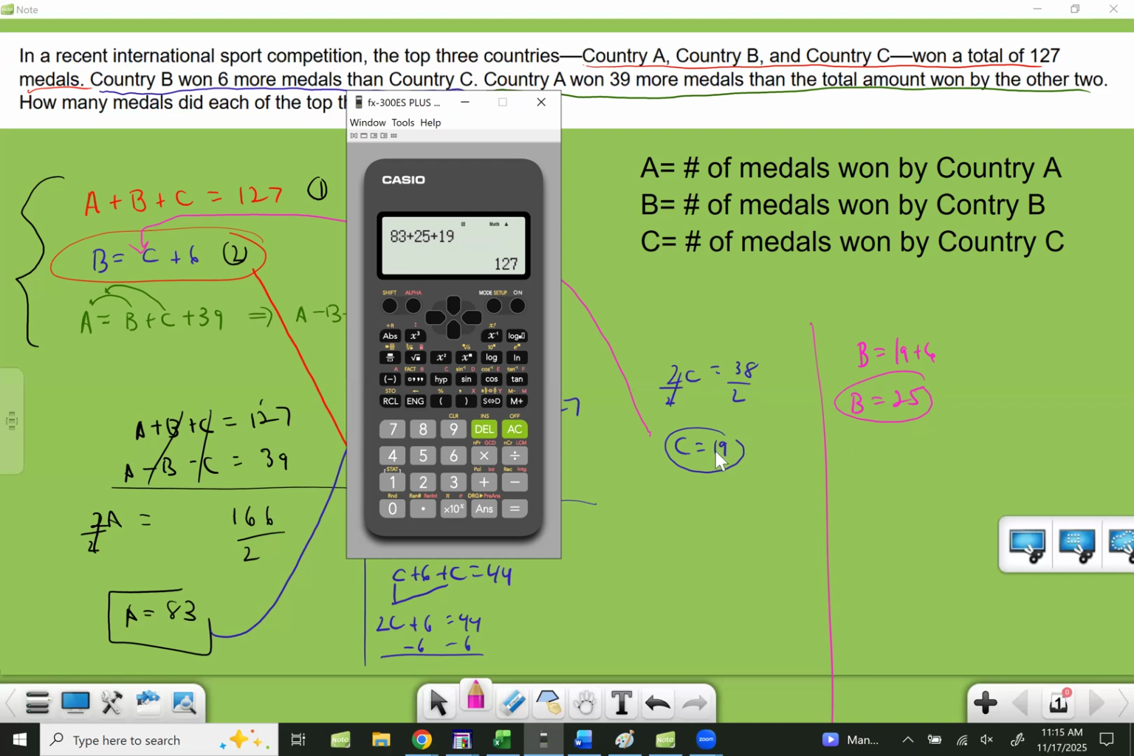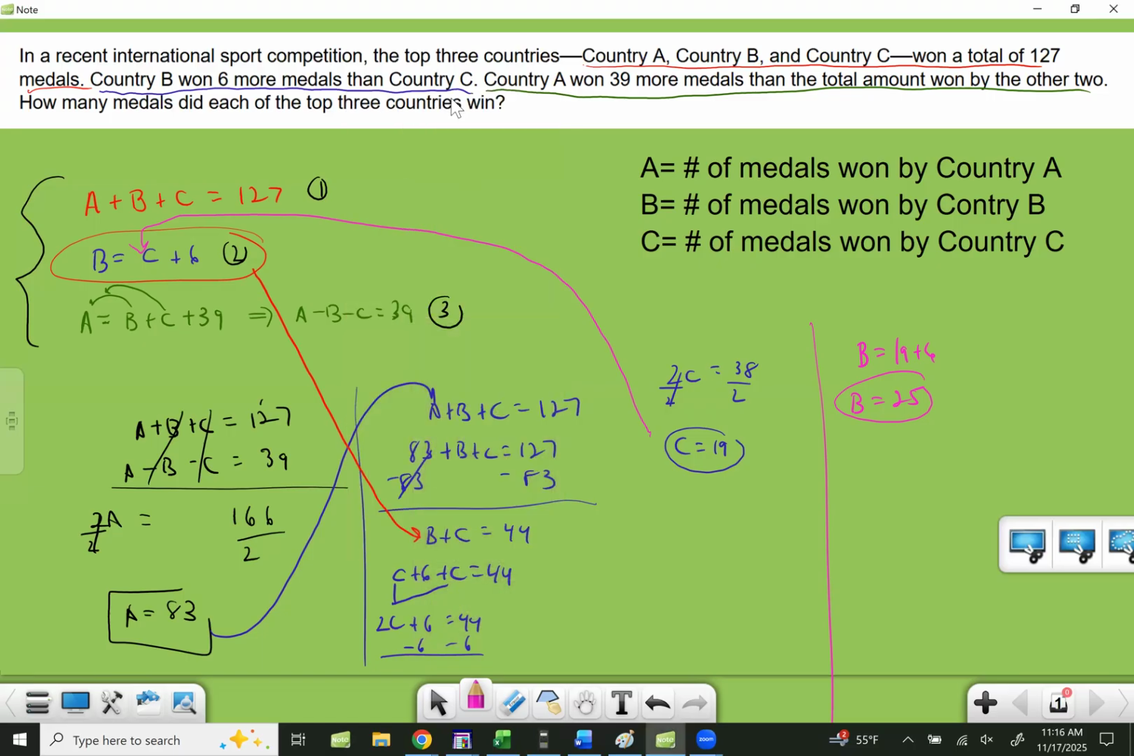Now A has 39 more than the other two combined. So let me figure out what 19 plus 25 is. 19 plus 25 tells me the other two won 44. Now, if I add 39 to that, I should get what A has. Let's see. Oh, 83, which if you look down here in the left corner is 83. So I've not only solved it, but I've checked it just to make sure that this was correct.